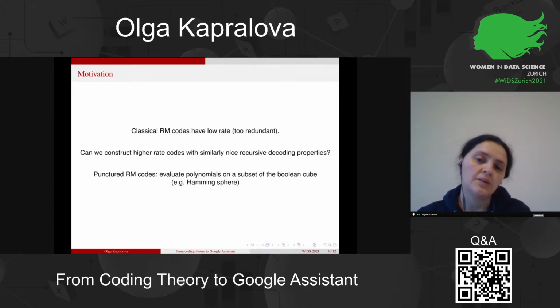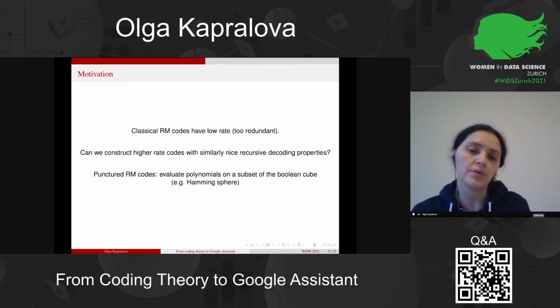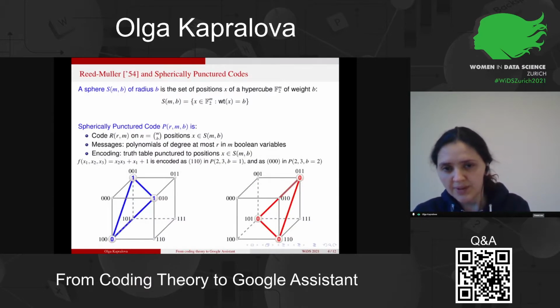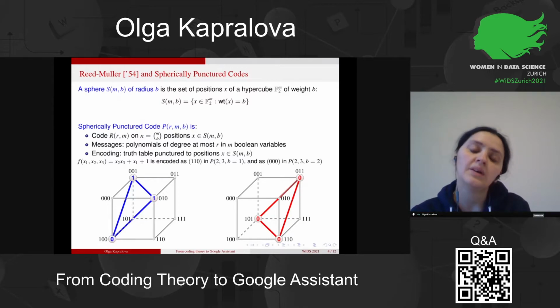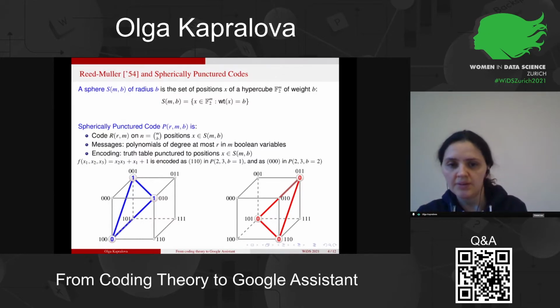And that's why I enjoy all these nice recursive decoding properties. And the natural idea is the following. Let's take polynomials, but let's evaluate them not on the entire hypercube, but on a subset of it. And we started considering Hamming spheres. Hamming spheres can be defined in a simple way. You take all your sequences of variables, let's say x1, x2, x3, as in the example, and you only take those that have a specific number of ones in them.